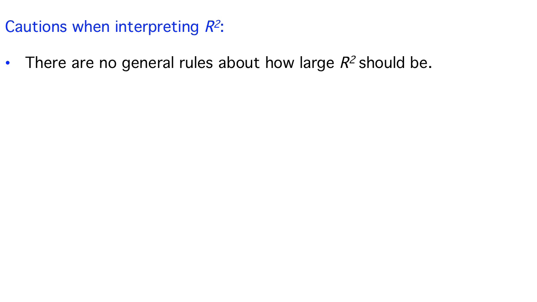R squared is a useful statistic, and it's often quoted, but it doesn't tell the whole story. A large value of r squared is desired, but there are no general rules for how large is large. In some contexts, there is lots of natural variability, and then r squared tends to be smaller. While in other contexts, there is naturally less variability, so then we would expect higher values of r squared.